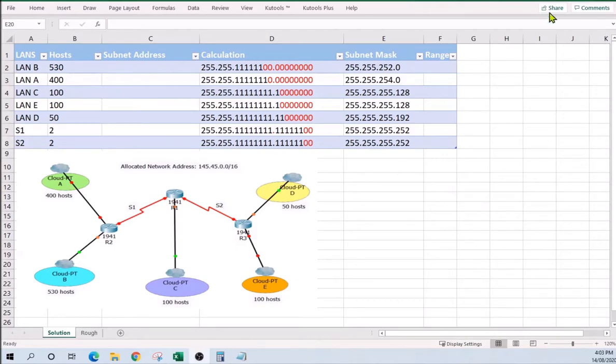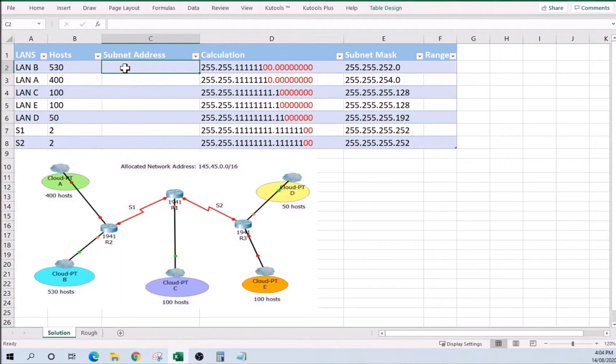Moving on, the first and foremost thing I want to mention here is we have to always approach from the highest number of bits to the lowest number of bits during subnetting so that it will be easier. In the first column of the table, I have noted down the LAN with the highest number of hosts, which is LAN B with 530 hosts, and the lowest number of hosts would be in serial 1 and 2 with 2 each.